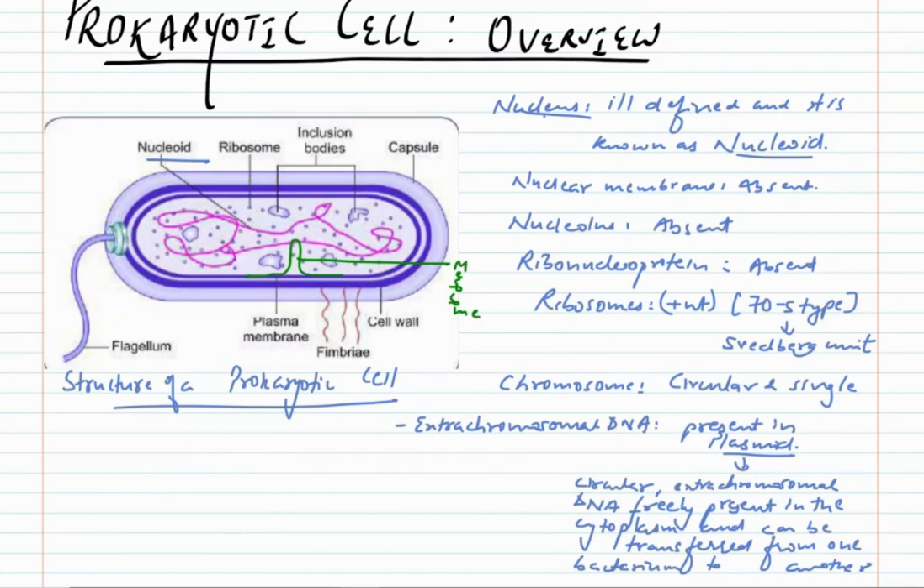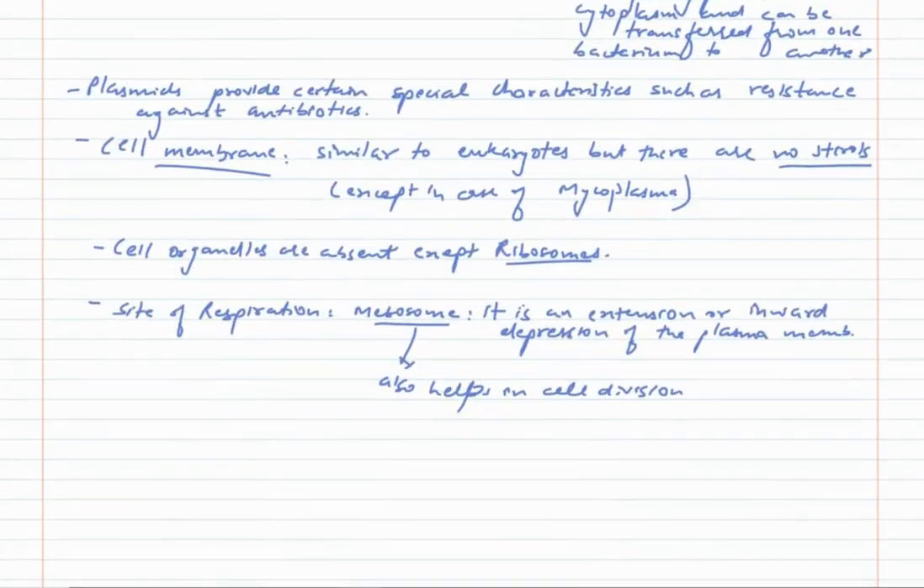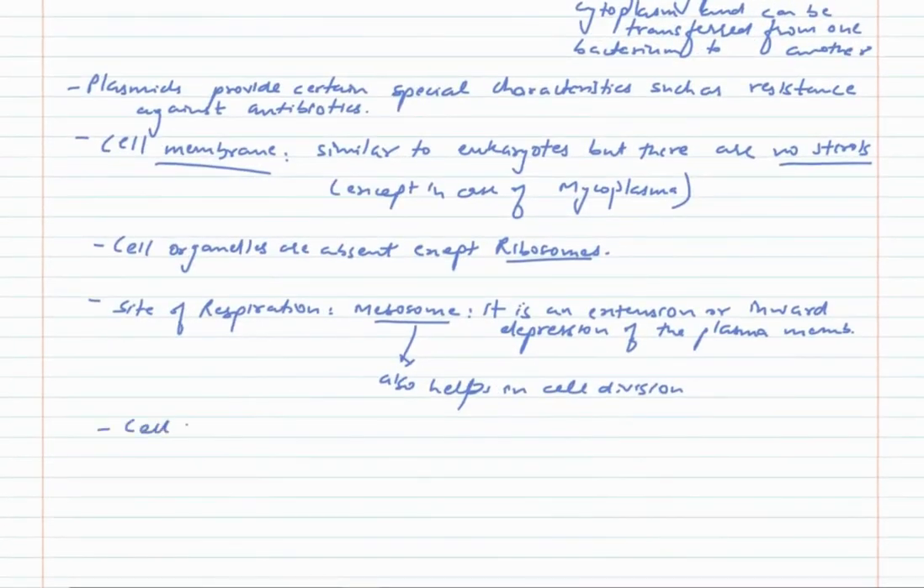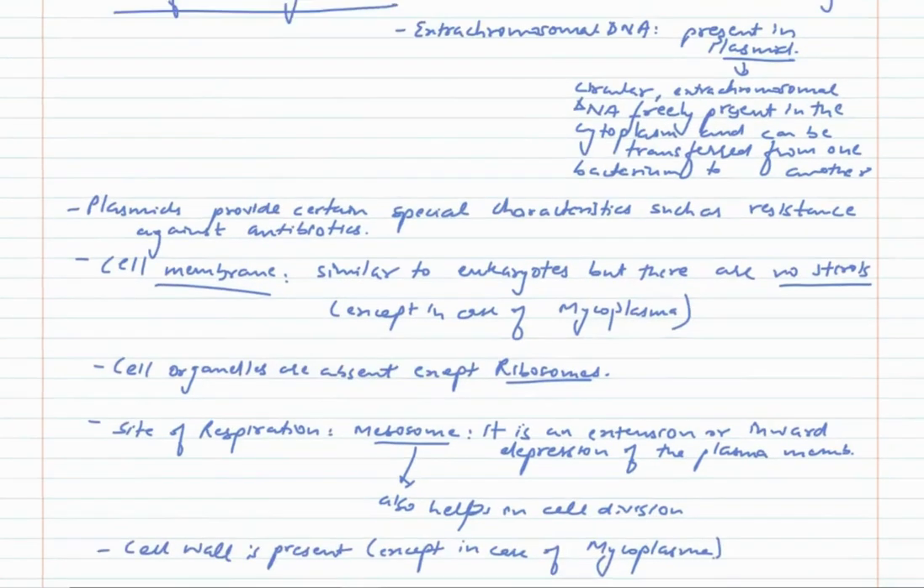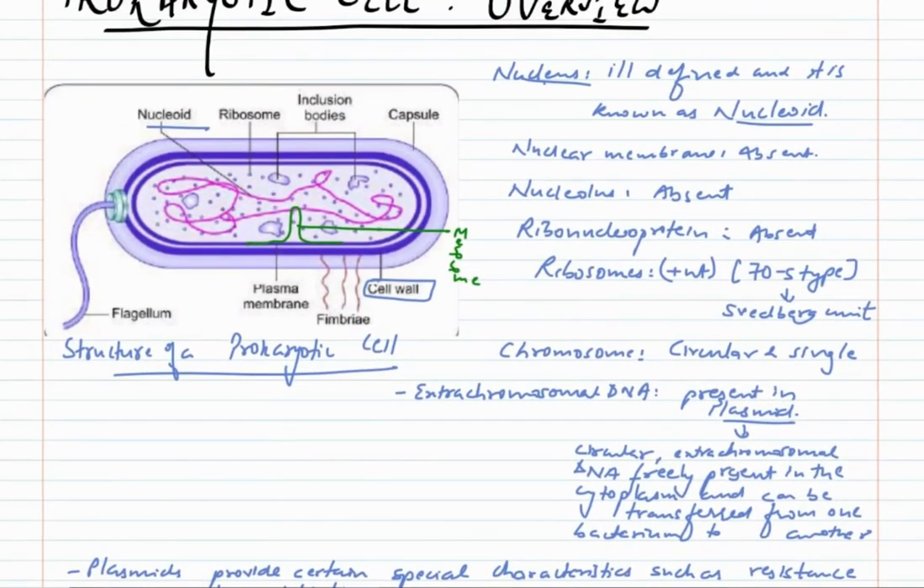After the presence of the mesosome, you can see in the diagram that the bacterial cell, or the prokaryotic cell, shows the presence of a cell wall. So the cell wall is present except in the case of mycoplasma, where the cell wall is absent.